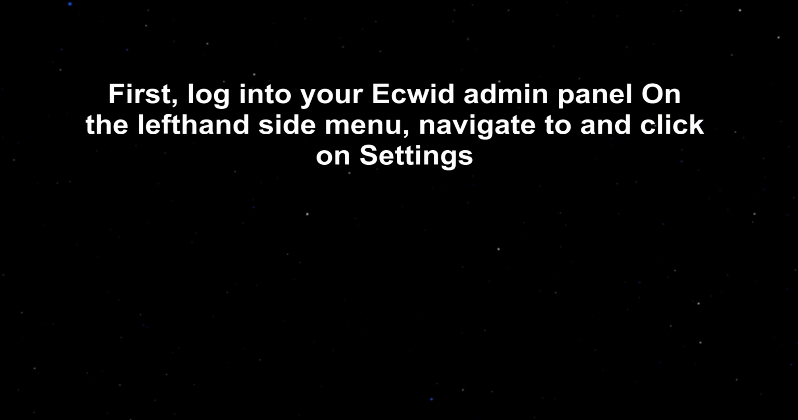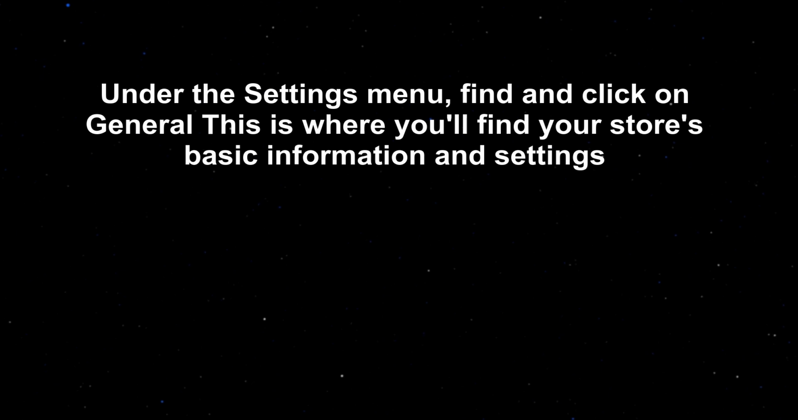First, log into your Ecwid admin panel. On the left-hand side menu, navigate to and click on Settings. Under the Settings menu, find and click on General. This is where you'll find your store's basic information and settings.